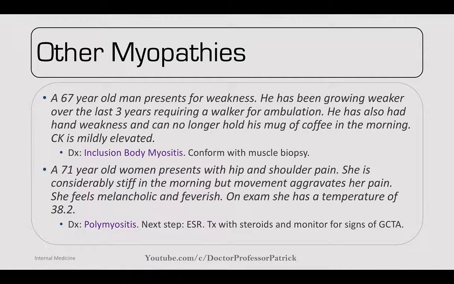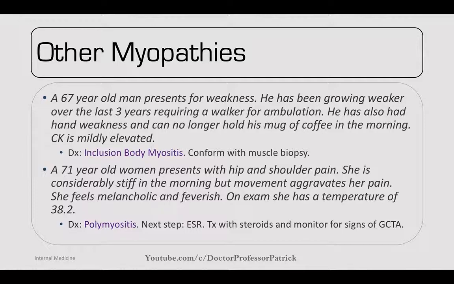Some other myopathies, we've got a case of a 67-year-old man with weakness. He's been growing weaker over the past 3 years and requires a walker for ambulation. He's also had hand weakness that can lead to no longer holding a mug of coffee in the morning. His CK is mildly elevated. This is common of inclusion body myositis, which is usually older males, and it's distal hand weakness and proximal leg weakness. You can confirm this with a muscle biopsy.